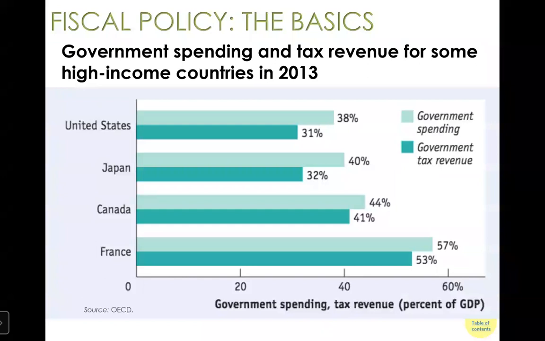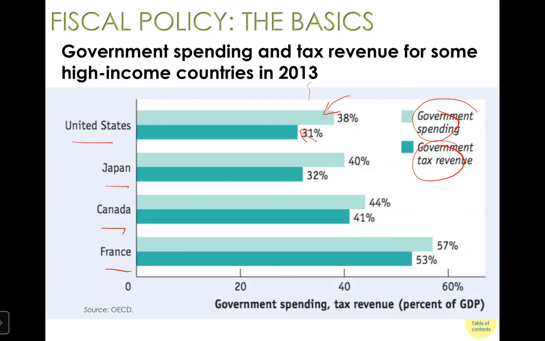Now, let's look at fiscal policy, and let me start with some basic facts. Okay? So here we look at 4 countries, United States, Japan, Canada, and France. And we look at their government spending, that's this light green one, and the government tax revenue, this dark green one, right? And so we can make a few statements from this diagram.